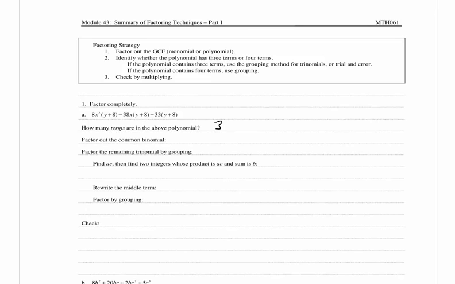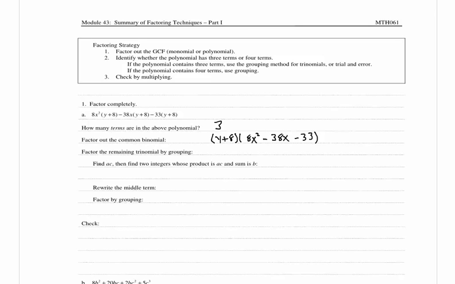Remember, the terms in a polynomial are separated by addition or subtraction, and we have 2 subtraction signs and 3 terms. And then they want us to factor out the common binomial, and the common binomial is y plus 8. So we have y plus 8 times 8x squared minus 38x minus 33. And now they want us to factor the remaining trinomial by grouping.